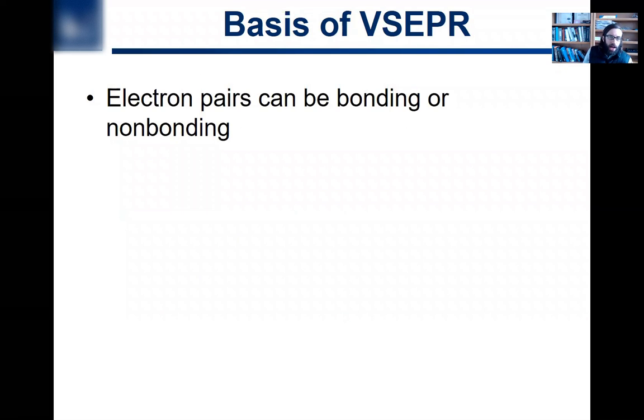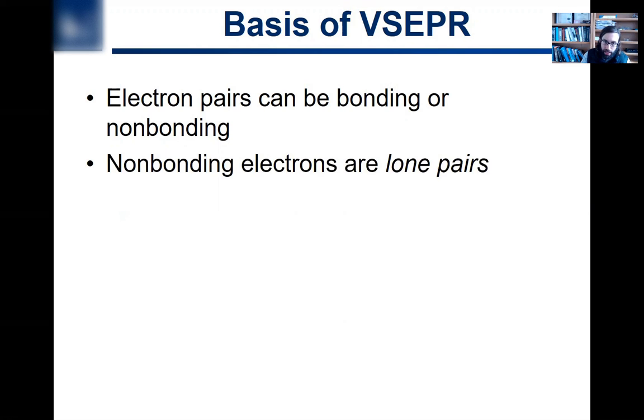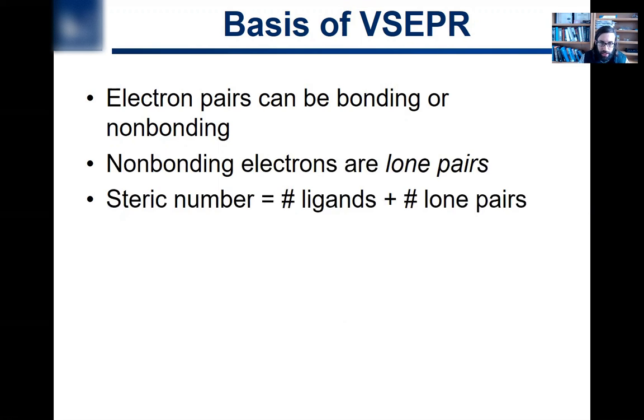Anyway, VSEPR is all about electron pairs being bonding or non-bonding and repelling each other. Non-bonding electrons are called lone pairs, just like in Lewis structures. And there's something we're going to invoke here called the steric number, which is the number of ligands plus the number of lone pairs. When I mean ligands here, I mean distinct chemical species that have distinct bonding sites. So you can think about it as the number of bonding sites. It's not the number of bonds. So a double bond doesn't count as 2. A double bond would count as 1.